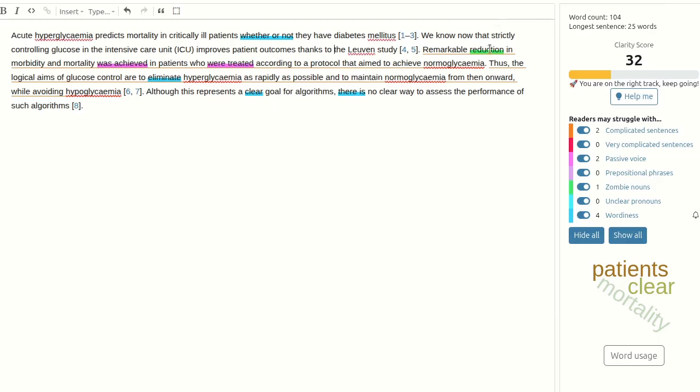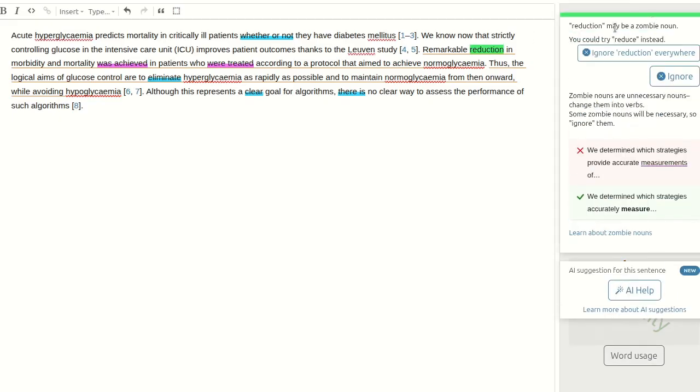Well, we've got a green underline under "reduction." That tells me that it's a zombie noun. Here it says "reduction may be a zombie noun." When you've got a zombie noun, it is highlighted. You look at that and you decide for yourself, is this a zombie noun that I can actually change back into a verb? There's a nuance here. Notice it says "reduction may be a zombie noun." You could try "reduce" instead.